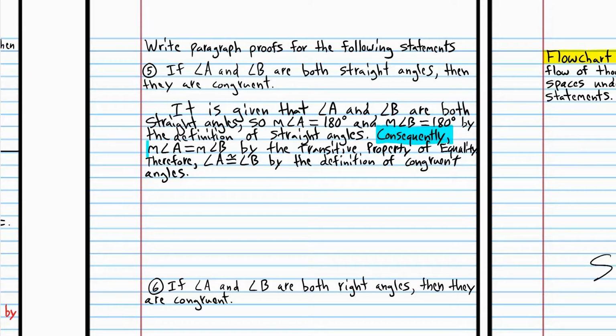Consequently, measure of angle A equals measure of angle B by the transitive property of equality. If they're both equal to 180, then they obviously have to be equal to each other. And therefore, angle A is congruent to angle B by the definition of congruent angles. So if the measures are equal, then obviously the angles themselves must be congruent by the definition of congruent angles. So that's just one example.